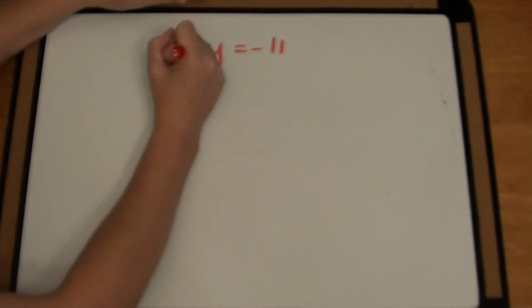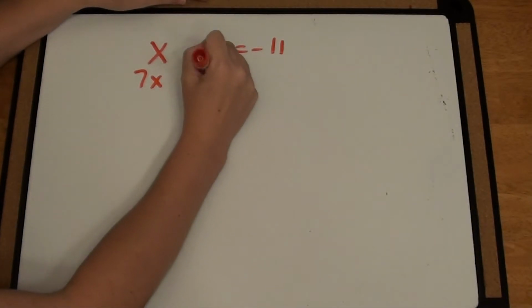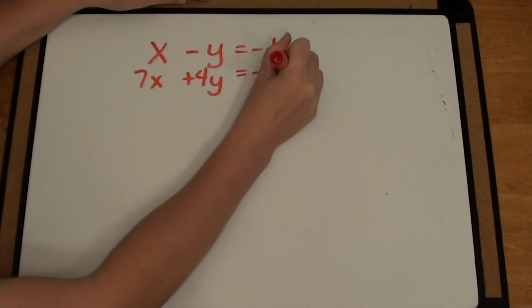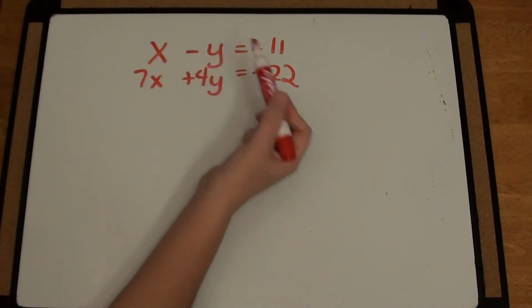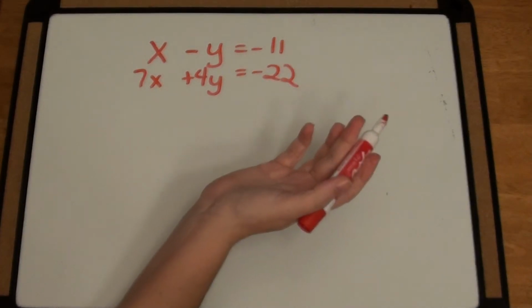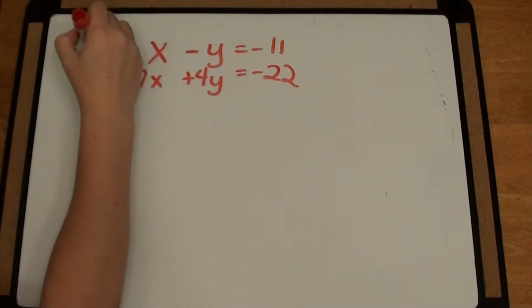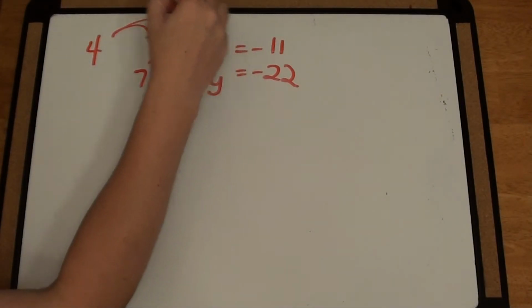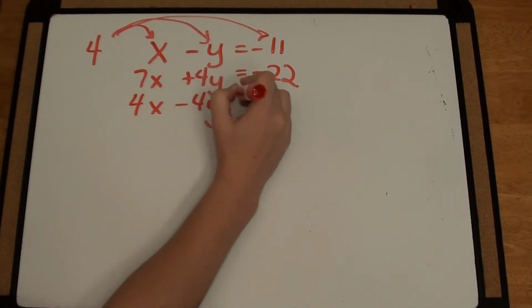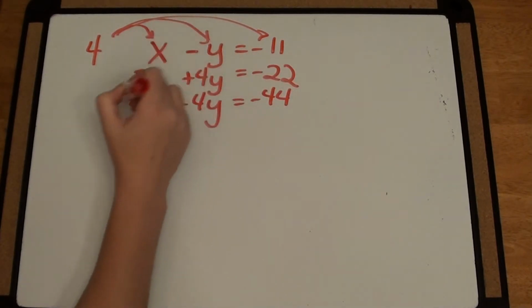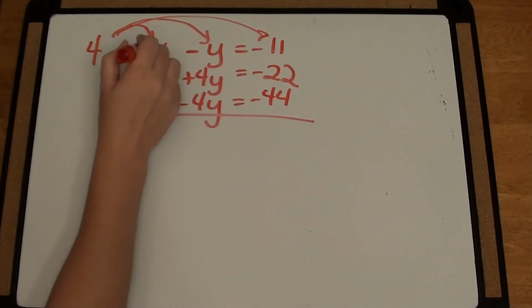So just for fun, I'm going to do another example of x minus y equaling negative 11, and also 7x plus 4y equaling negative 22. Now on this one, we can just multiply, let's multiply the top one by 4 for fun. So if I multiply the top one by 4, remember I'm multiplying every piece on the scale by 4. So I'm going to get 4x minus 4y equaling negative 44. Rather than do it up there, I just went ahead and brought it down. So this is really right here.